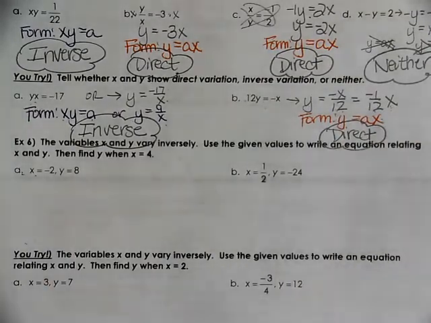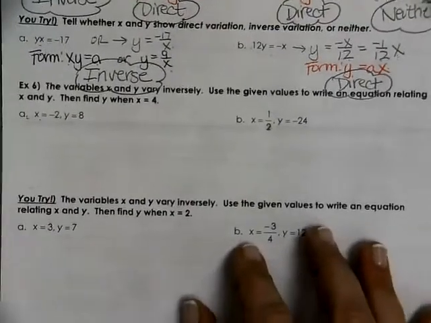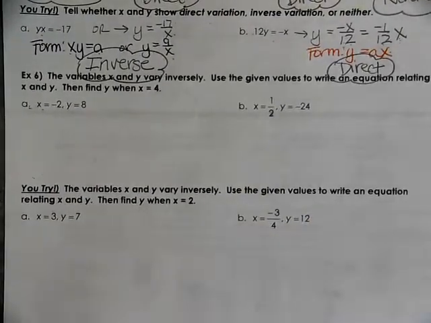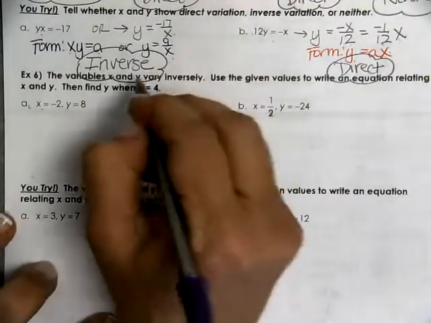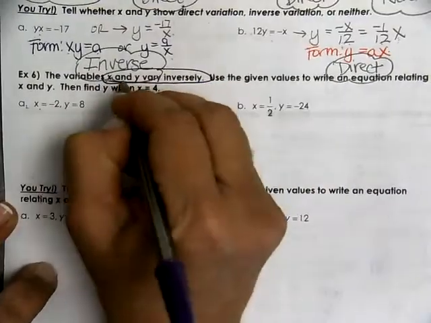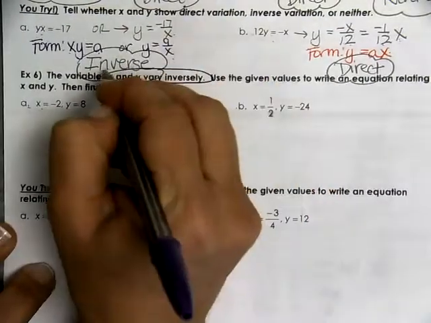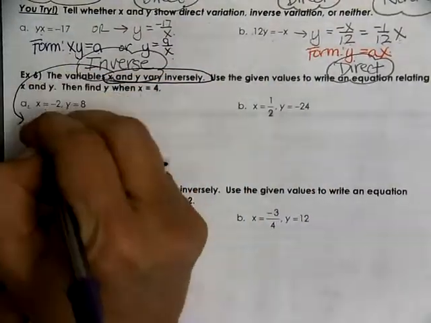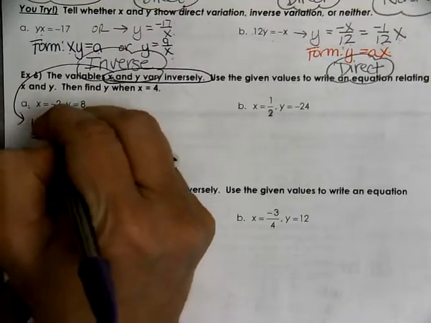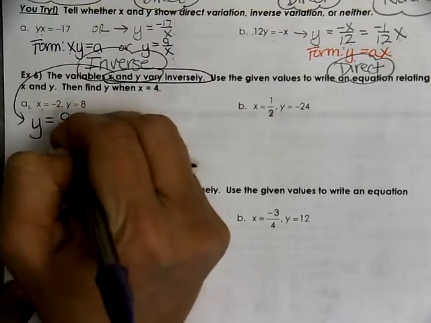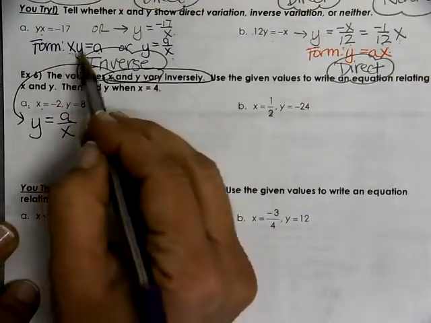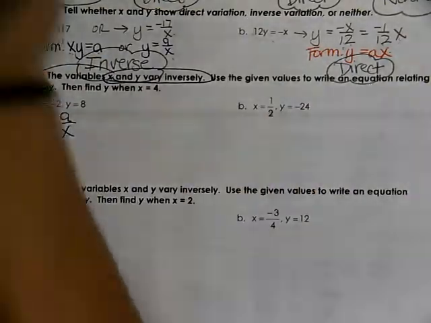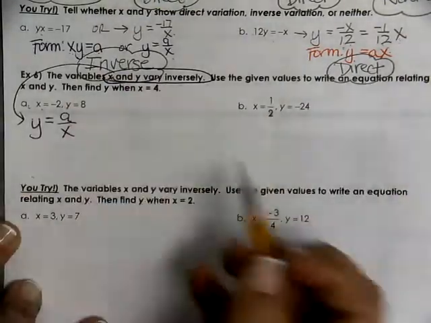Okay? So now let's write some equations using inverse variation. Here this says that the variables x and y vary inversely. And so what that means is that you're going to use this idea that y equals a over x. Or you could use x times y equals a. Doesn't matter. You'll get the same answers.